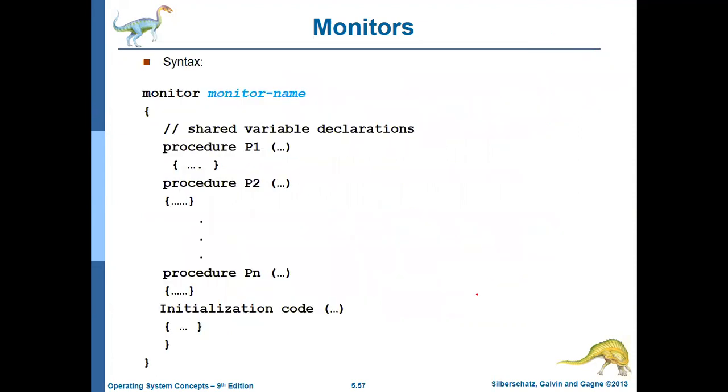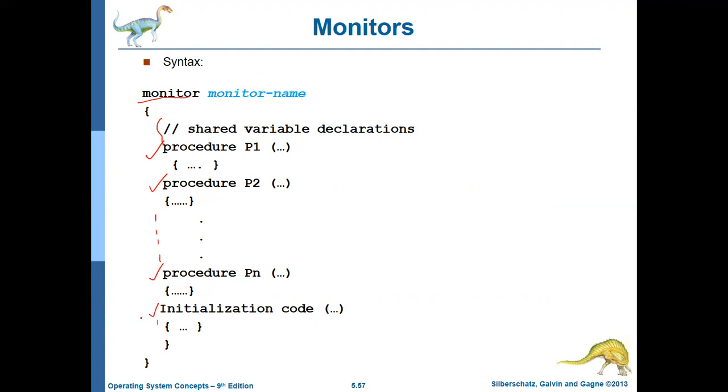Now, this is the syntax of a monitor, how it looks. You have a particular data type known as monitor, and you can give any name to the monitor. For example, if you're implementing the dining philosophers, I can give it the name dining philosophers. Inside that, you have some shared variable declarations and some procedures like procedure 1, procedure 2, up to procedure n. We can define any number of procedures, and there is also a function for initialization.